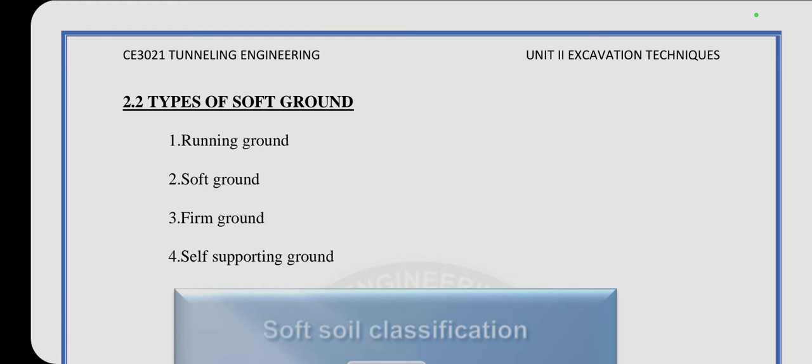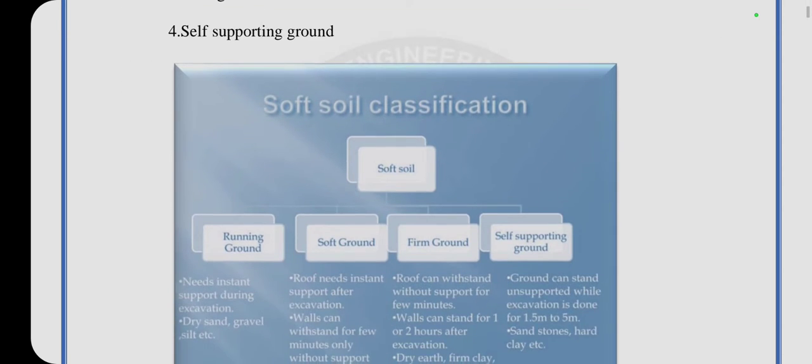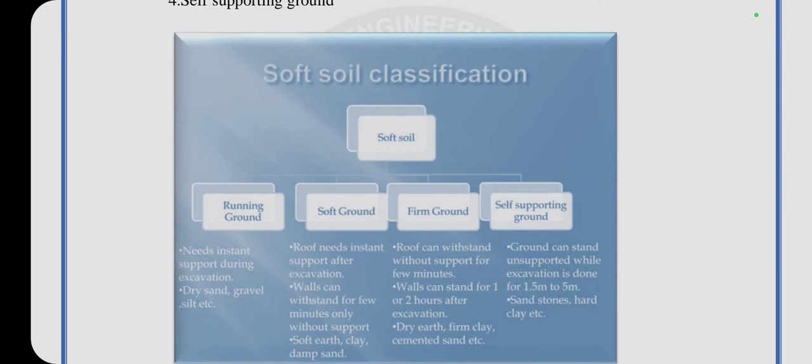Today we are looking at a topic about the types of soft ground. We have many types: the first one is running ground, then soft ground, then firm ground, then self-supporting ground. Soil classifications are based on the soft soil. Running ground is nothing but dry sand, gravel, silt, etc.